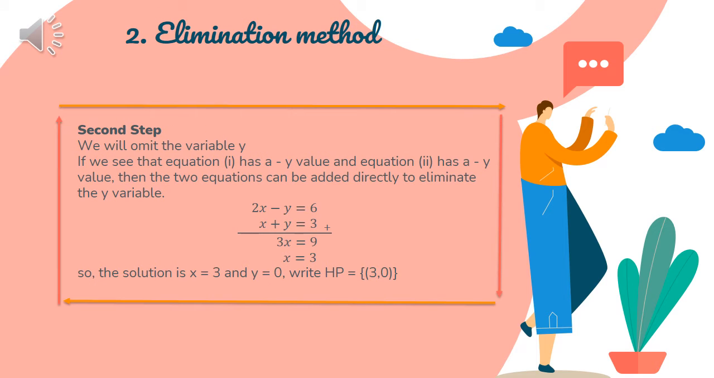Second step, we will omit the variable y. If we see that the first equation has a 2y value and the second equation has a 2y value, then the two equations can be added directly to eliminate the y variable. 2x minus y equals 6, added to x plus y equals 3, produces 3x equals 9, x equals 3. So the solution is x equals 3 and y equals 0. Write the solution set (3, 0).